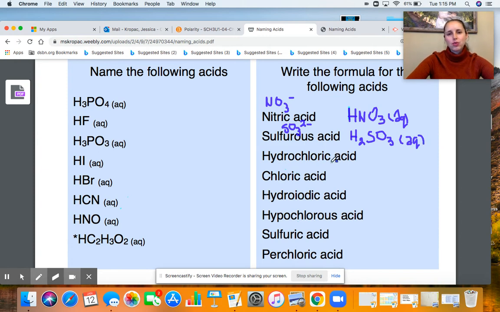Hydrochloric acid, we've seen that before. Let's try to remember how to write the formula. In this case, I know it's a binary acid, so I'm not dealing with a polyatomic compound. I'm just dealing with the element that's got the root chlor. The element that's got the root chlor is chlorine. Chlorine has a charge of -1, and hydrogen has a charge of +1. So for hydrochloric acid, it's just going to be HCl.